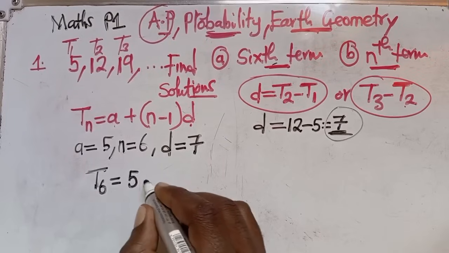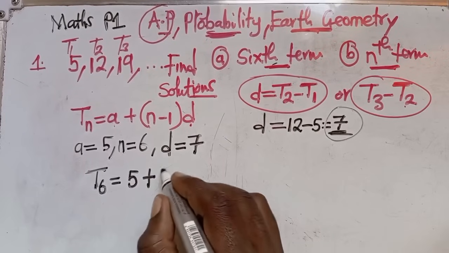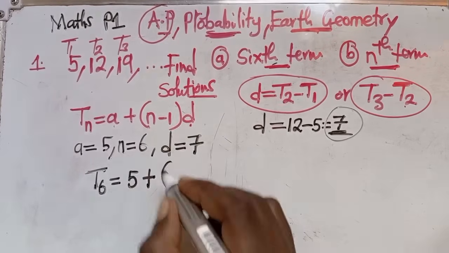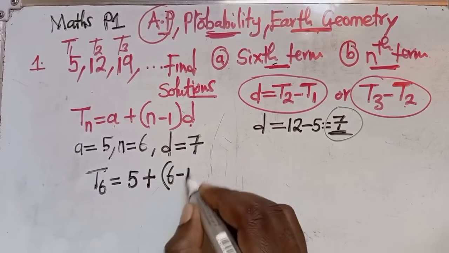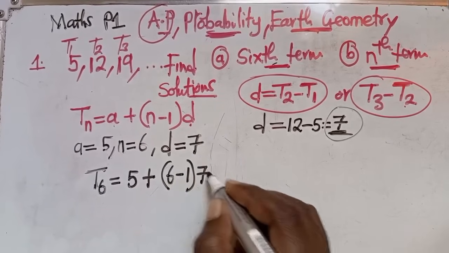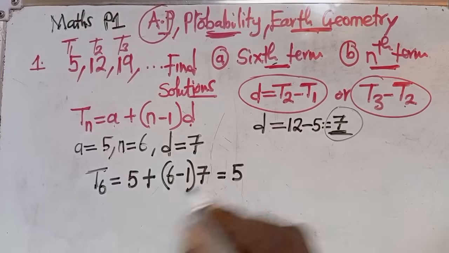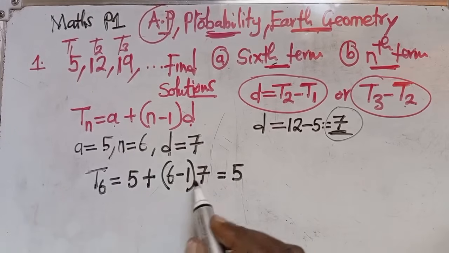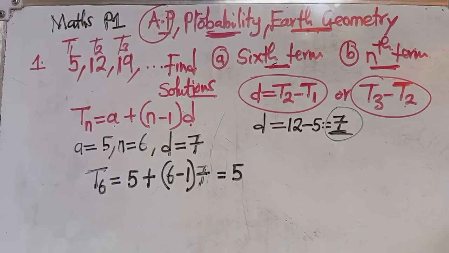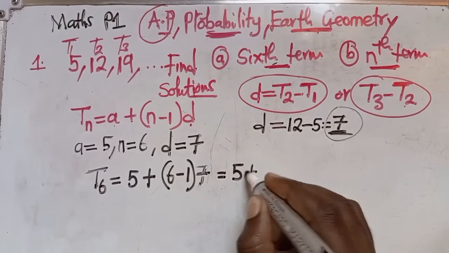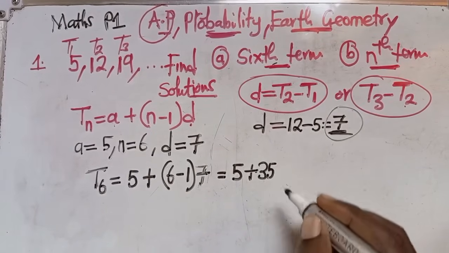Which is 5, plus what is n? N, which is 6, minus 1, then a 7 outside. We can do this at once. This is 5, then 6 minus 1, 5. 5 times 7, that is 35. So plus what? Plus 35.